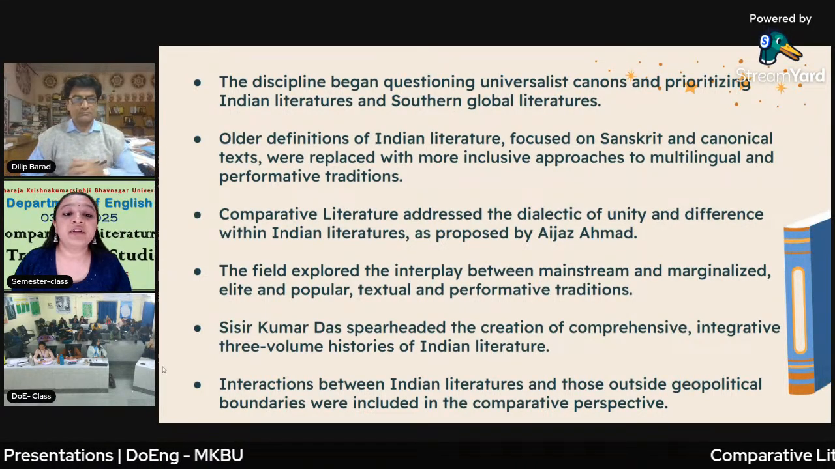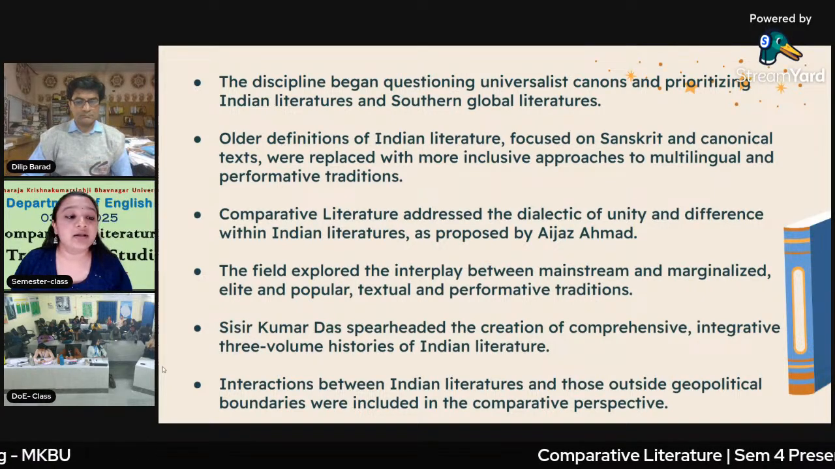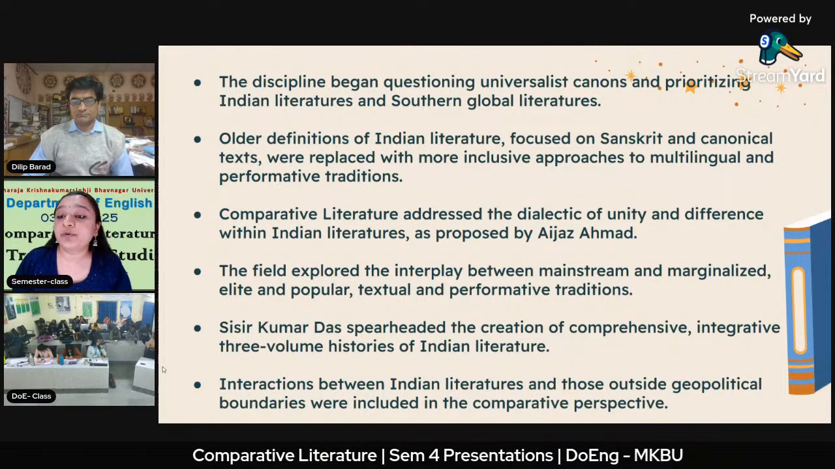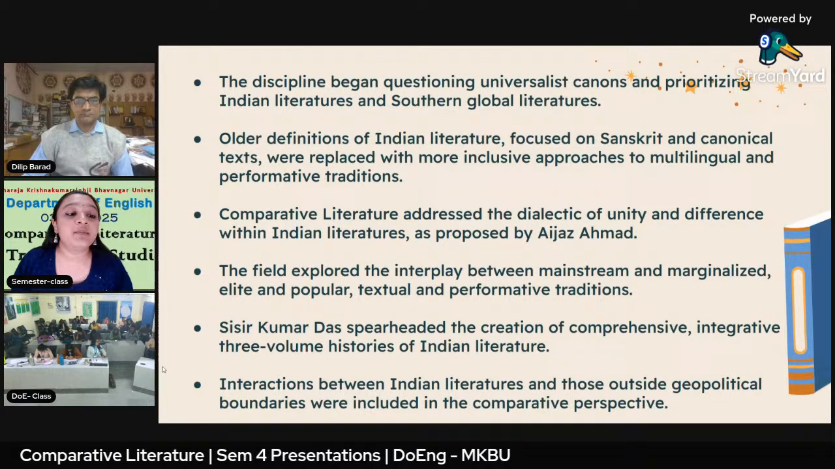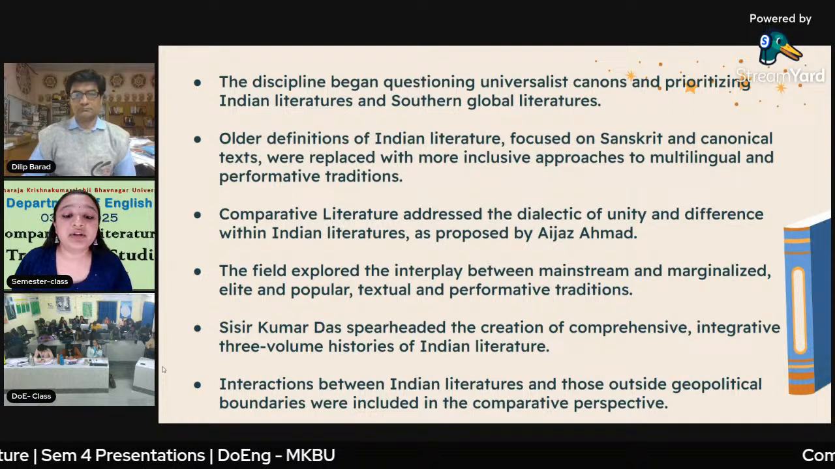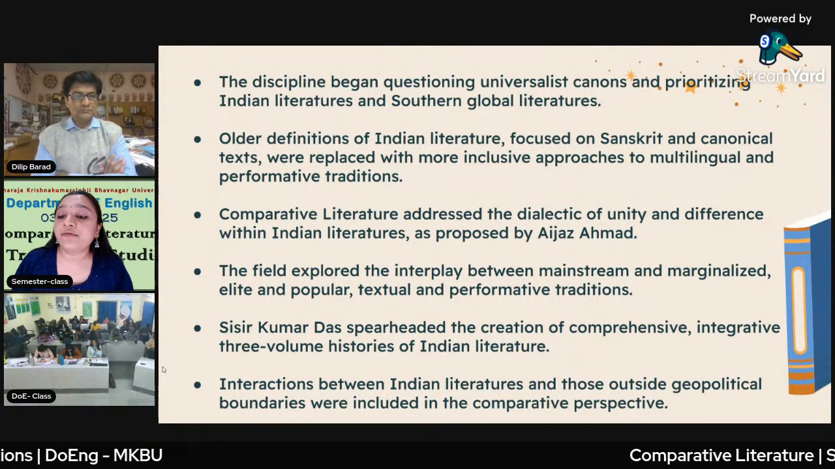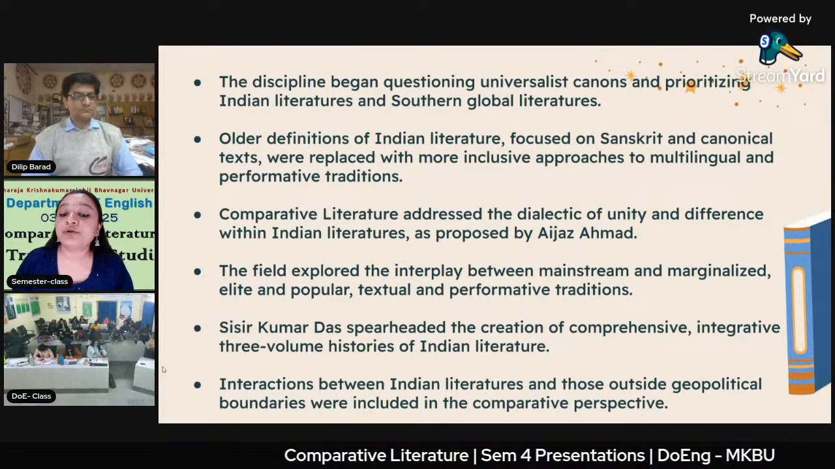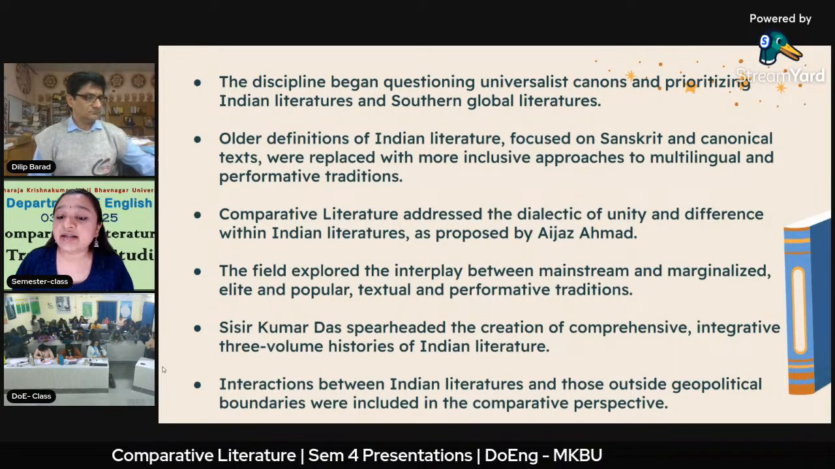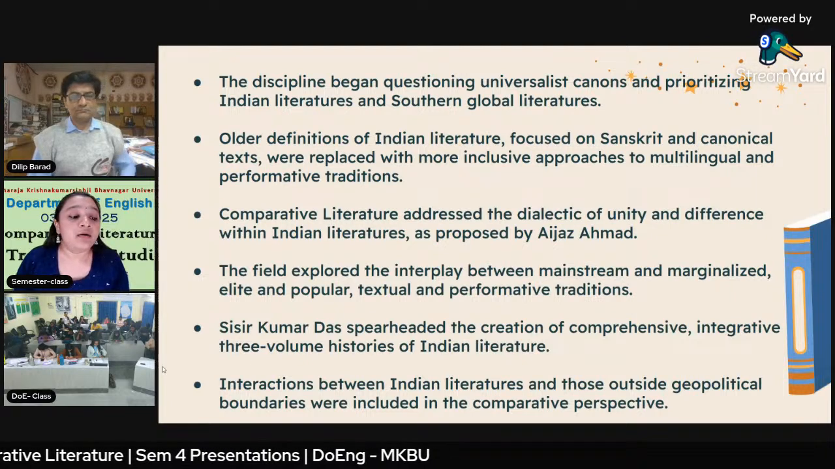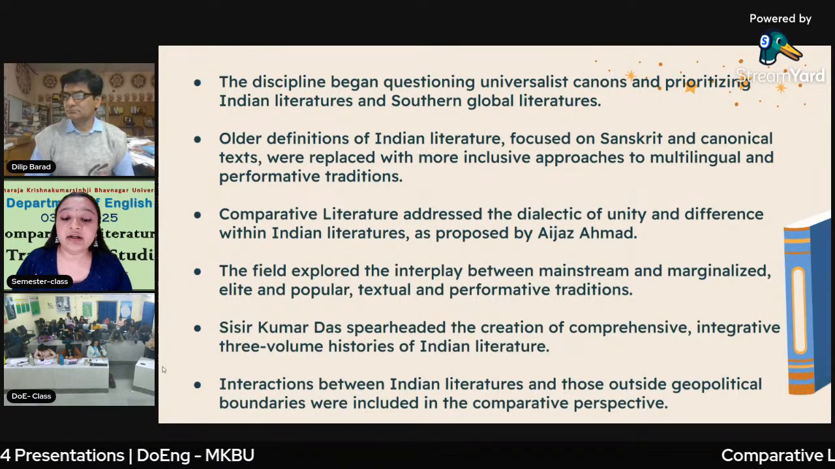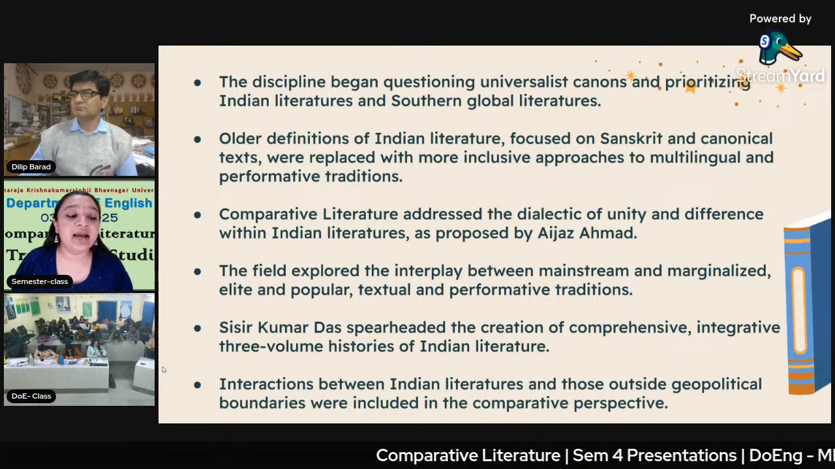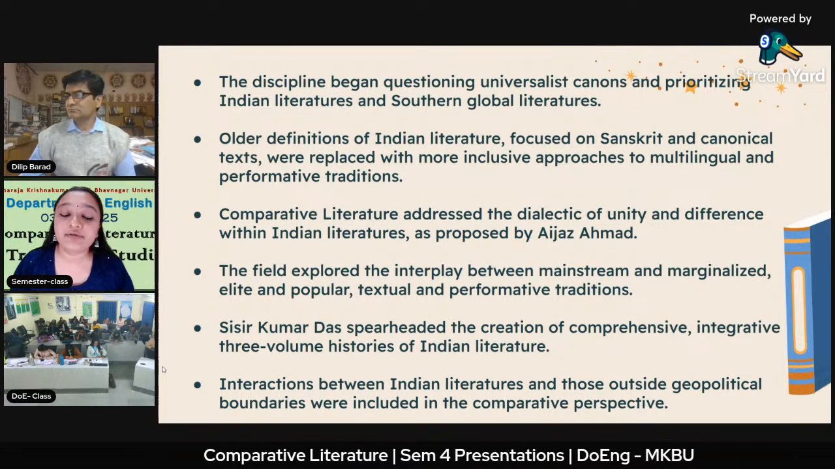Older definitions of Indian literature focused on Sanskrit and canonical texts; these were replaced with more inclusive approaches to multilingual and performative traditions. Comparative literature addressed the dialectic of unity and difference within Indian literatures as proposed by Aziz Ahmad. The field explored the interplay between mainstream and marginalized, elite and popular, textual and performative traditions.